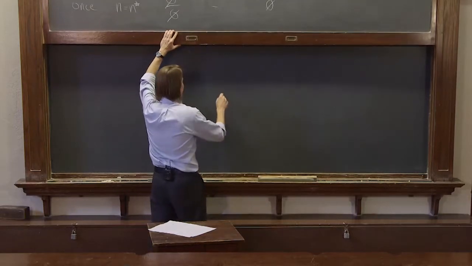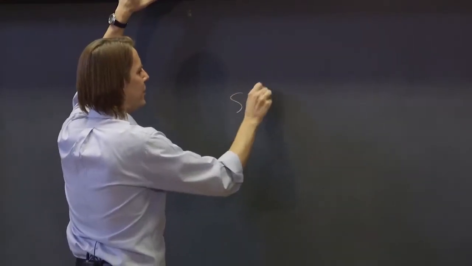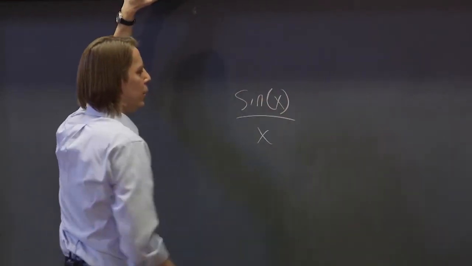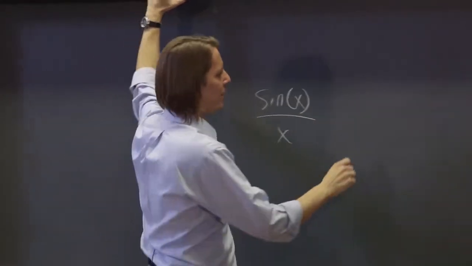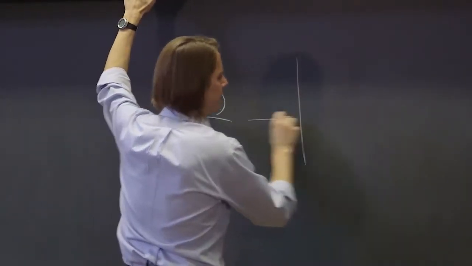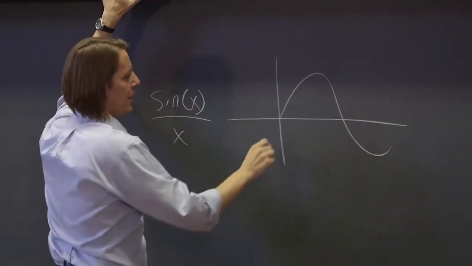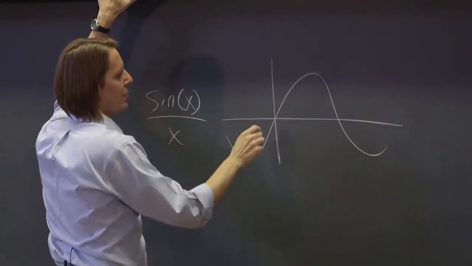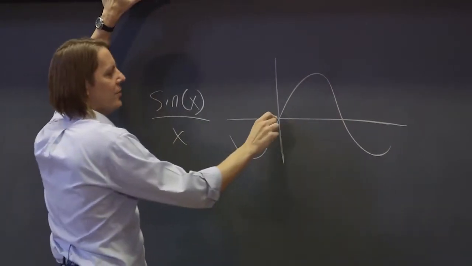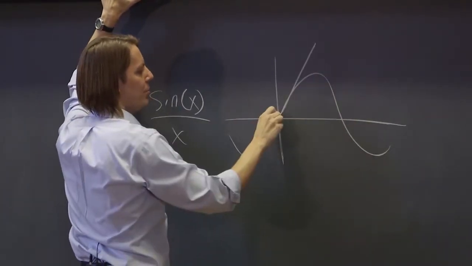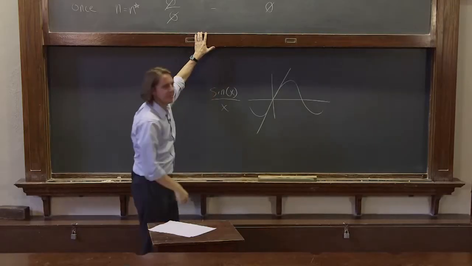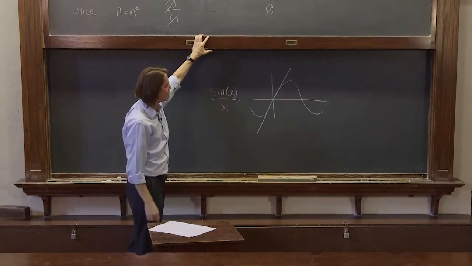So say we have sine of x over x. Right? And if we plot sine of x over x, it kind of looks like this. So here's your sine function. And well, it comes down like that too. And if you plot y equals x, that's just a line. And it actually has the same slope of sine of x around the origin. They both have a slope of 1.